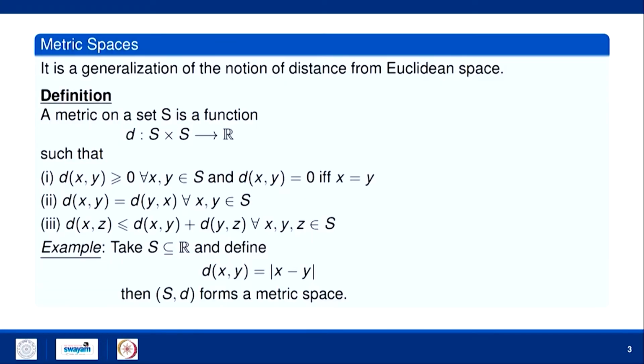So, first we are going to define metric spaces. A metric space is a generalization of the notion of distance from Euclidean space. Like you have seen in school mathematics, how to find the distance between 2 points in R2, R3 or Rn. If you generalize this concept, we define a metric. So, my first definition is about a metric.